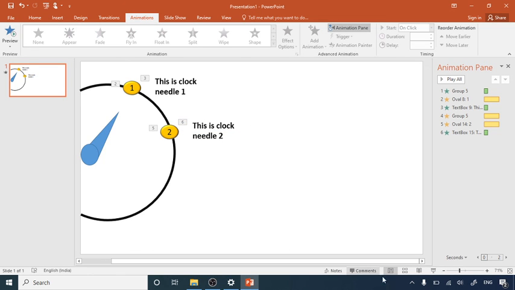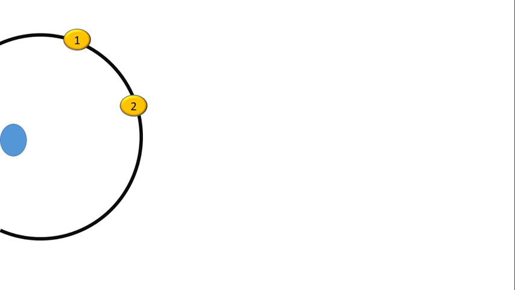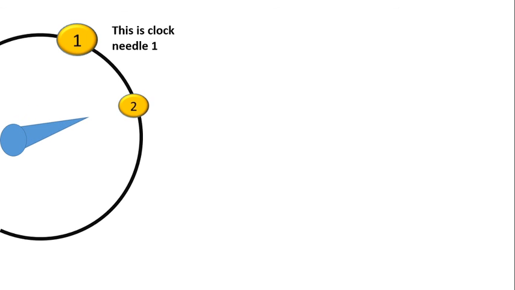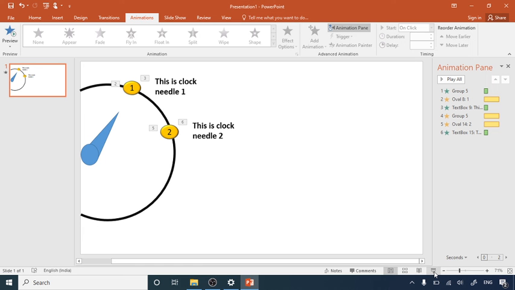Now let's have a look one more time. For my first enter, for my second enter, for my third enter, for my fourth enter, fifth enter, and for my sixth enter. So this way you can have a clock needle effect, for whichever points you want to highlight and explain in a better way, by using this clock needle effect animation provided by PowerPoint.